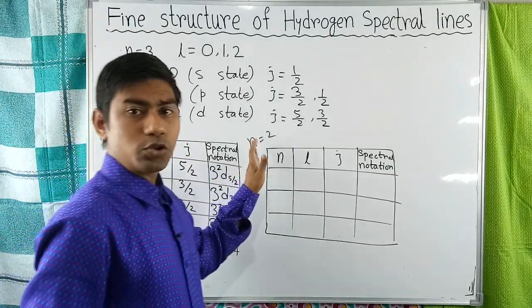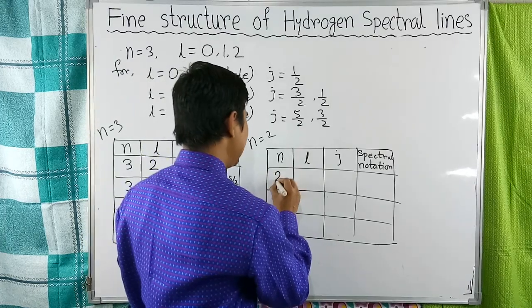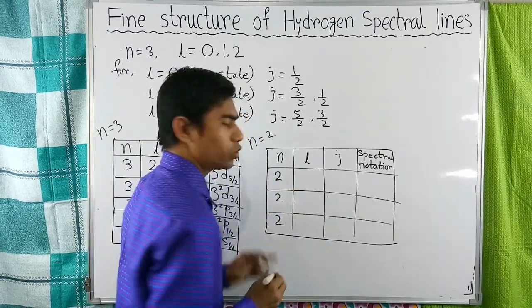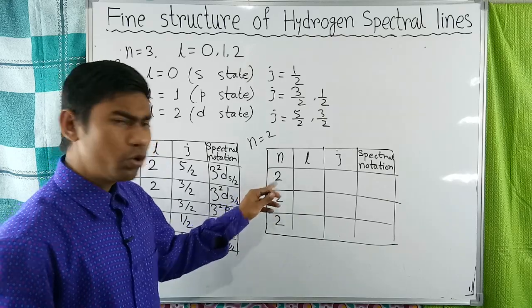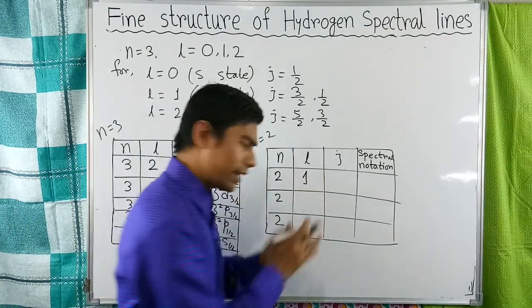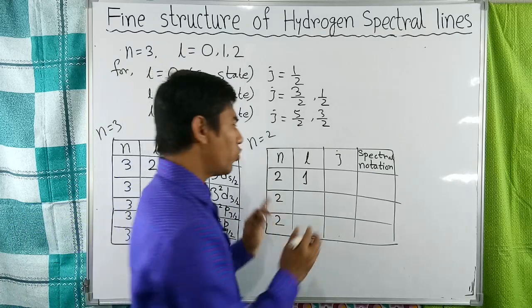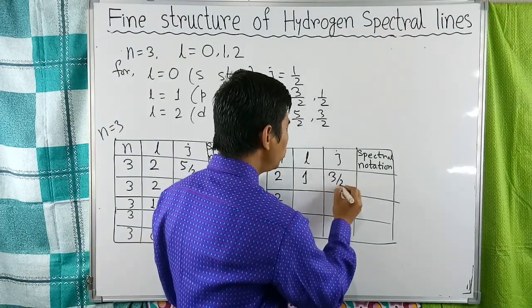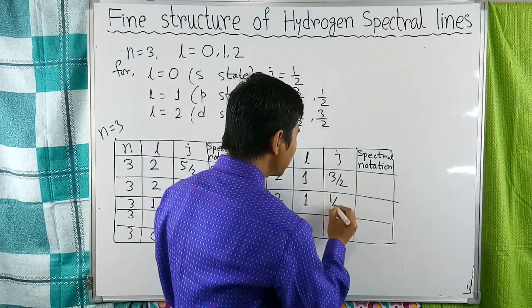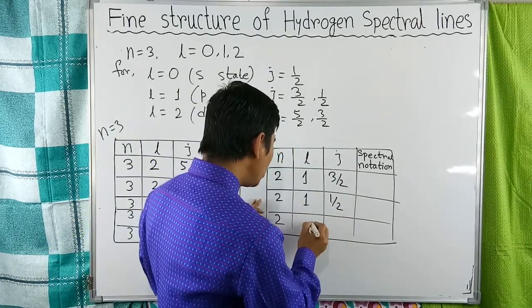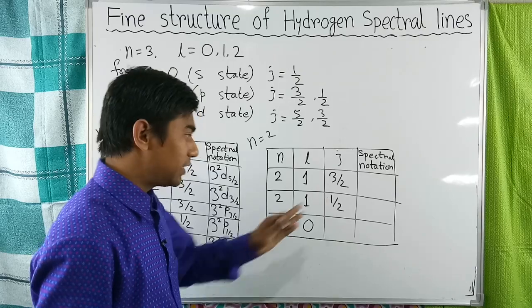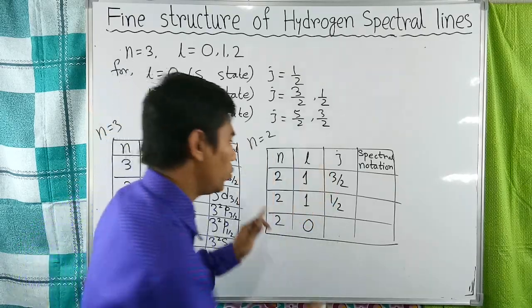Now for n equals 2, J has two values, 0 and 1. For n equals 2 and l equals 1, J has two values: one value is 3/2 and the other value is 1/2. And for n equals 2 and l equals 0, J has only one value, that is 1/2.